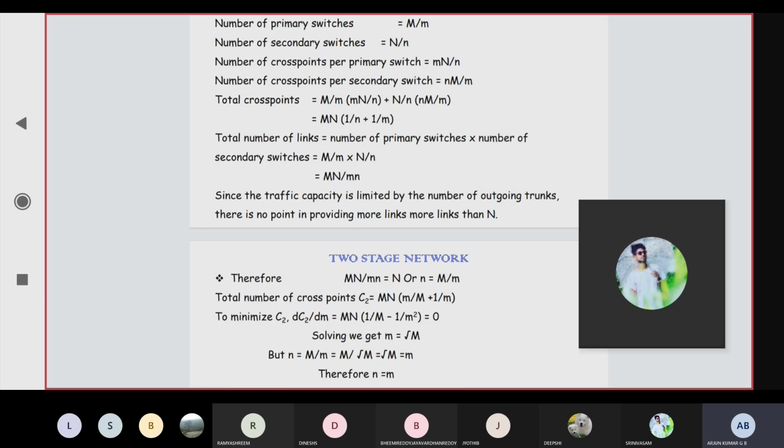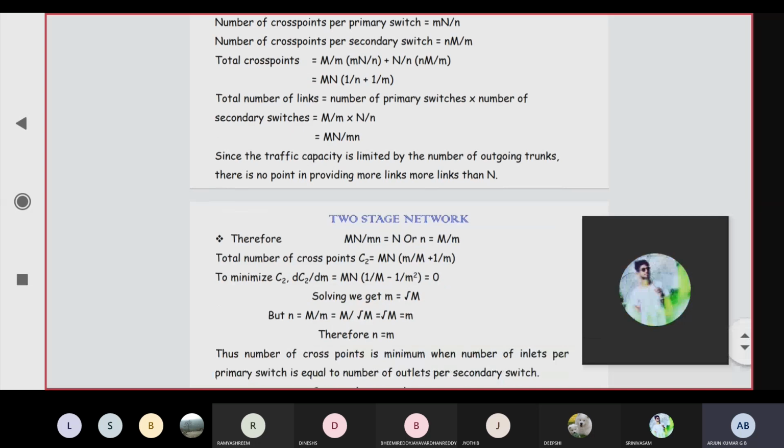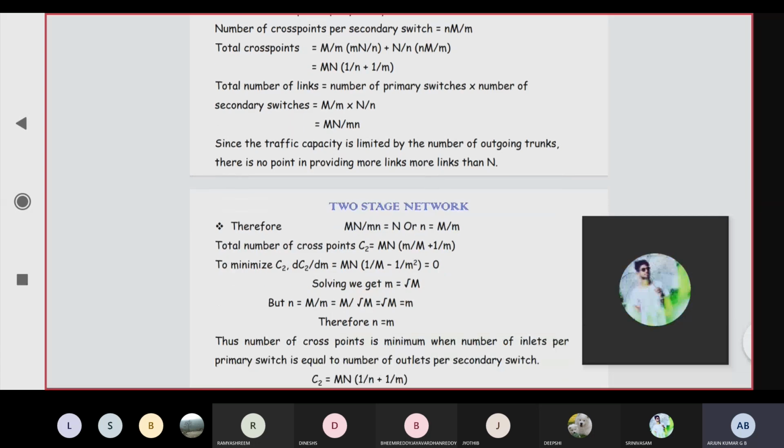Okay, and then you do one thing. To minimize this cross point, we differentiate with respect to m. Differentiate C2 with respect to small m only. MN is a constant. Then small m by M, differentiation of m will be 1 only, that's 1 by M, and then plus 1 by m. Differentiate of 1 by x is equal to minus 1 by x square. That's why minus 1 by m square is equal to 0.